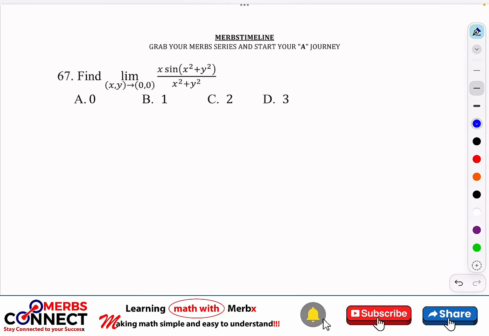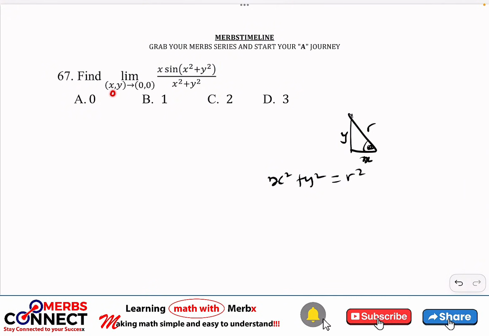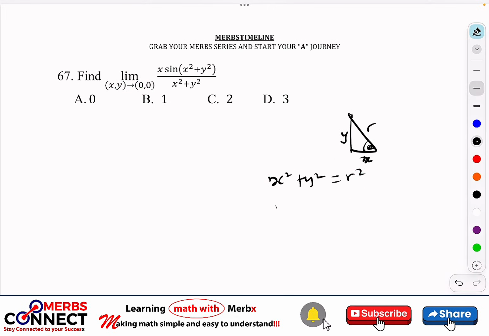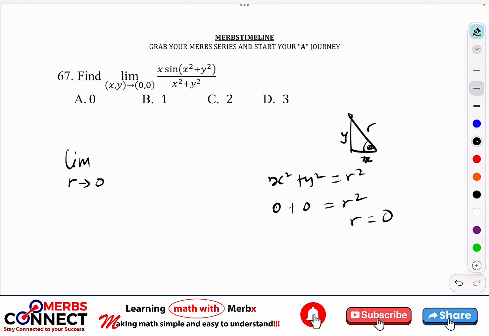Okay, this one we are going to use polar coordinates. So what is going to happen here is x squared plus y squared is equal to r squared. When x is 0 and y is 0, we are going to have 0 plus 0 equals r squared, and r is going to be 0. So here, the limit is as r is approaching 0. What is x? x is equal to r cos theta, and y is equal to r sine theta.